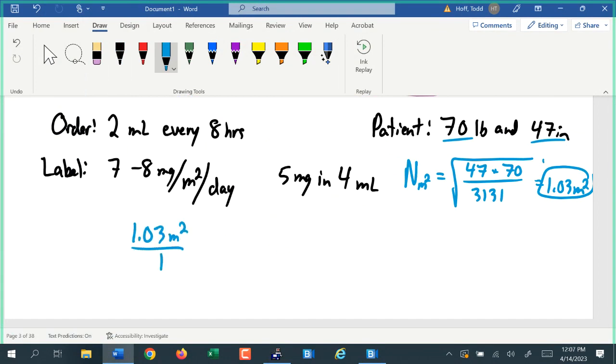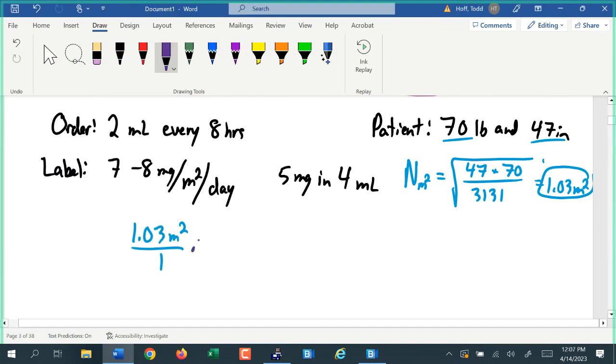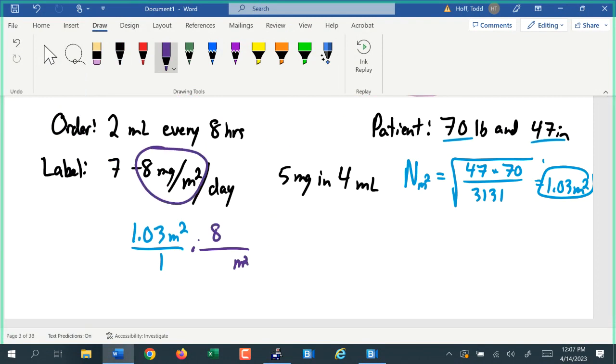So 1.03 square meters over 1. We're going to get rid of the square meters. Again, we'll use the maximum recommendation, the high end of the range. That'll be 8 milligrams per each square meter. The square meters cancel out. We get rid of milligrams here. We have our concentration. It's constituted at 5 milligrams in 4 milliliters.